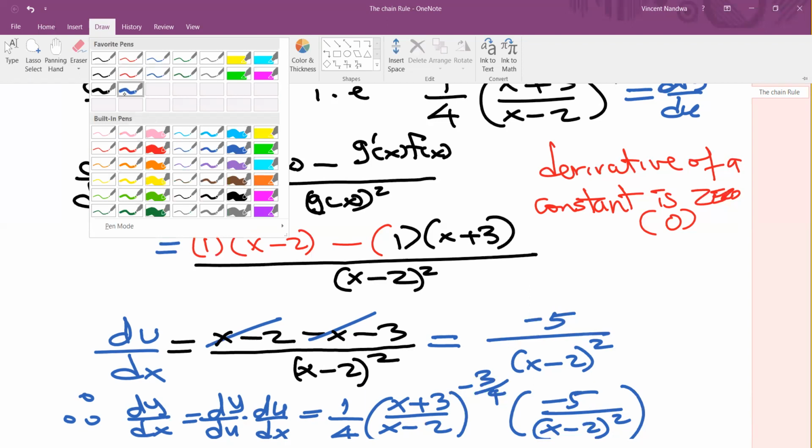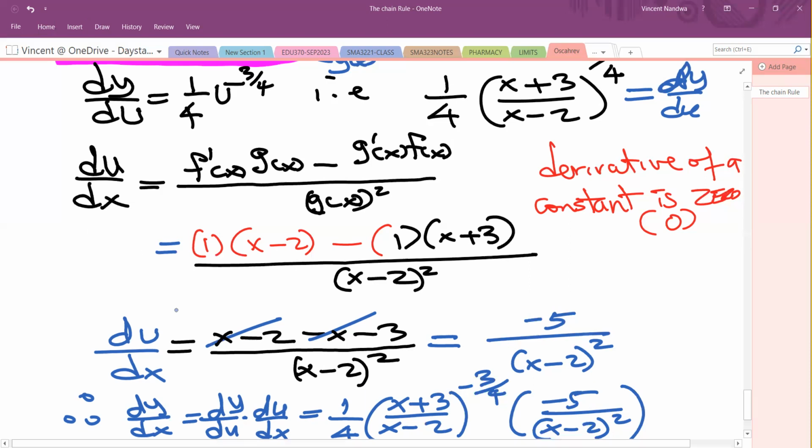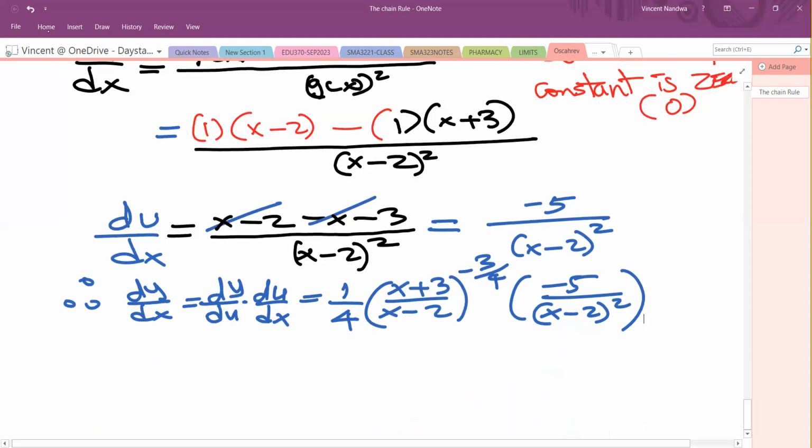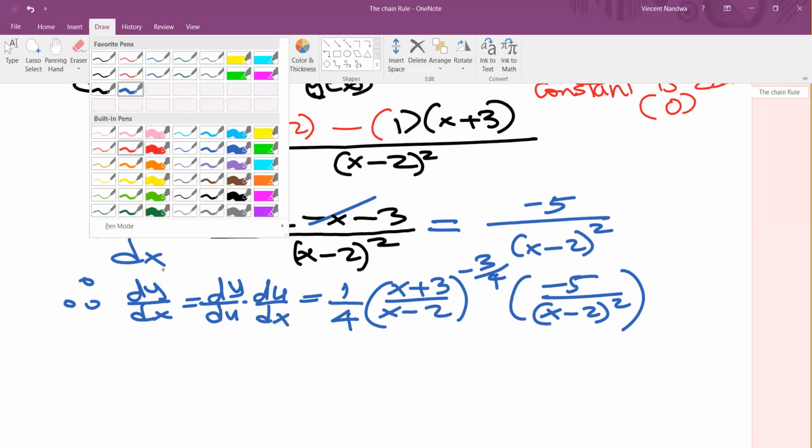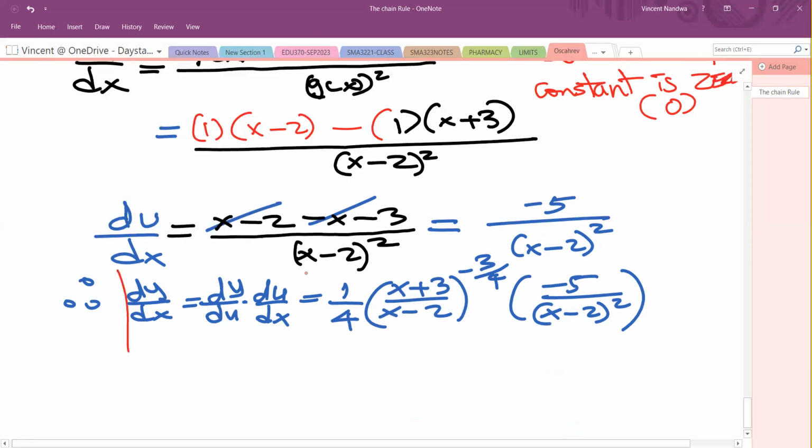Times du dx, yes, because we are using the chain rule. So that's always the case. Whenever you bring in the aspect of fixing one part to be u, this will always be the formula: dy dx is the same as dy du times du dx. So this is now the simplest part of the problem.